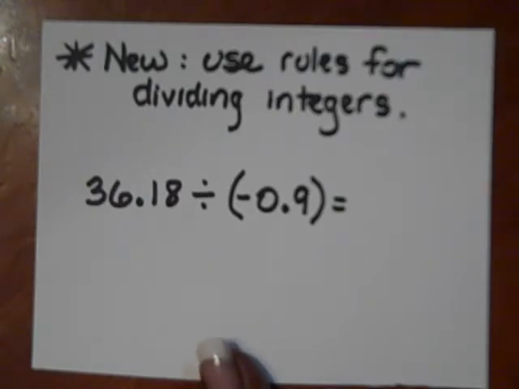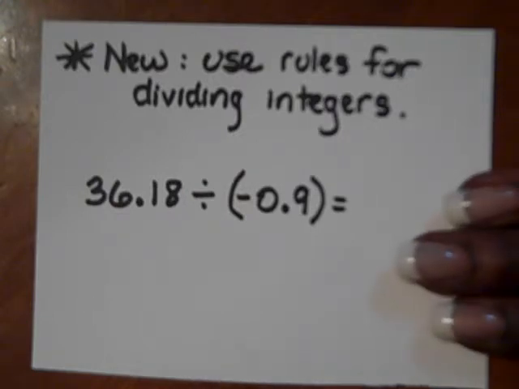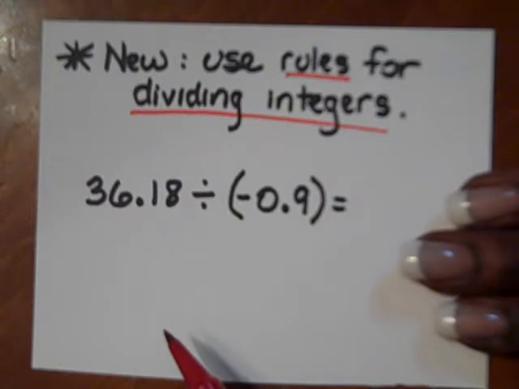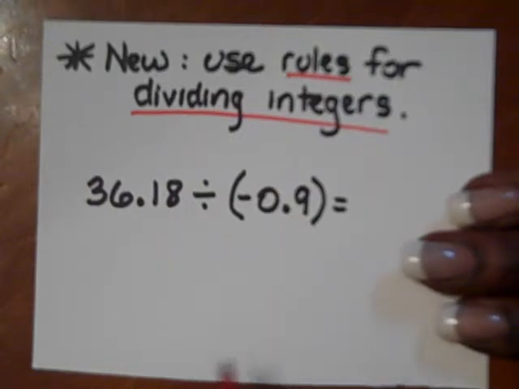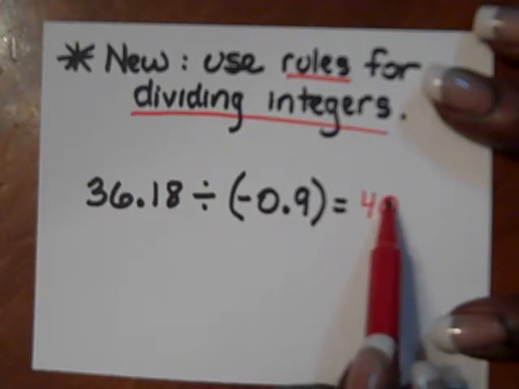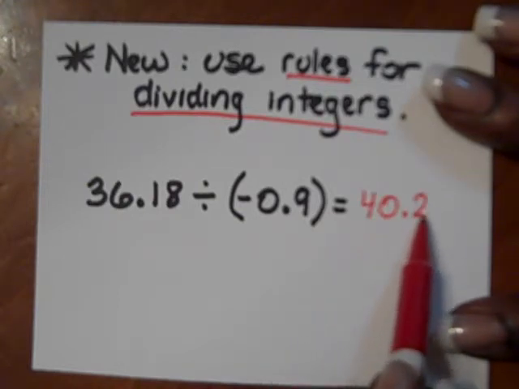The only thing that's new really when it comes to dividing positive and negative decimals are your rules for dividing integers. If the signs are the same, then your quotient will be positive, but if the signs are different, then your quotient will be negative.